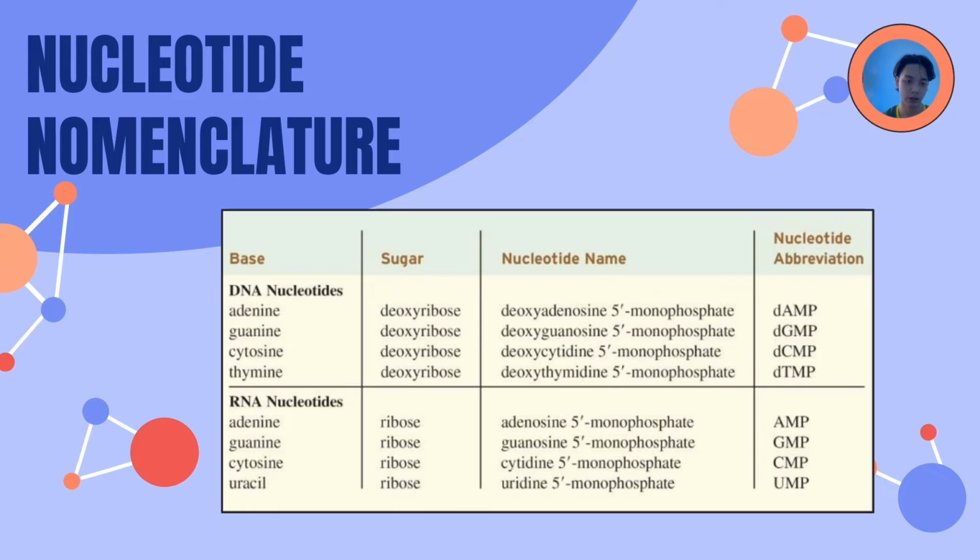The third one is the prefix deoxy at the start of the name signifies that the sugar present is deoxyribose. When no prefix is present, the sugar is ribose. Lastly, the abbreviations for the nucleotides come from one-letter symbols for the bases, A, C, G, T, U, the use of MP for the monophosphate, and a lowercase d at the start of the abbreviation whenever deoxyribose is the sugar.